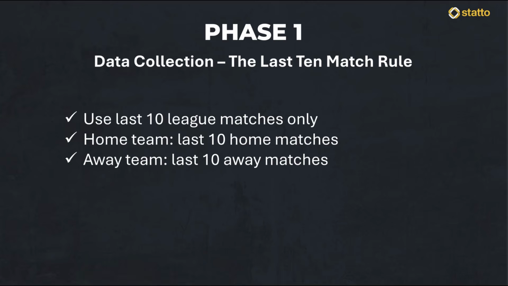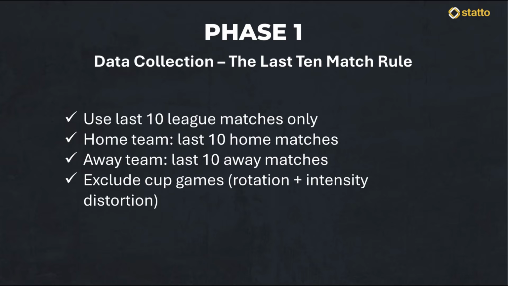For the home team, we only look at their last 10 matches played at home. For the away team, we only look at their last 10 matches played on the road. This matters because teams often have a completely different offensive and defensive identity depending on whether they are playing in front of their own fans or traveling away.